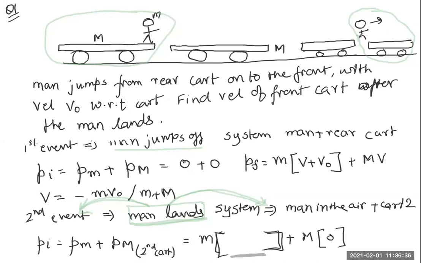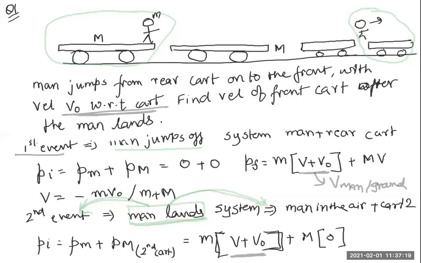Remember what I told you, we must measure the velocities with respect to the ground and not with respect to the cart. And in the first event, we have measured the velocity of the man with respect to ground. This is the velocity with which the man jumps off. This is the velocity of the man with respect to the ground. So here I must write V plus V naught. It should be clear.